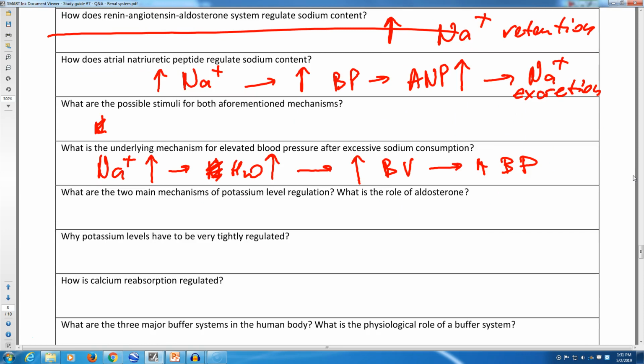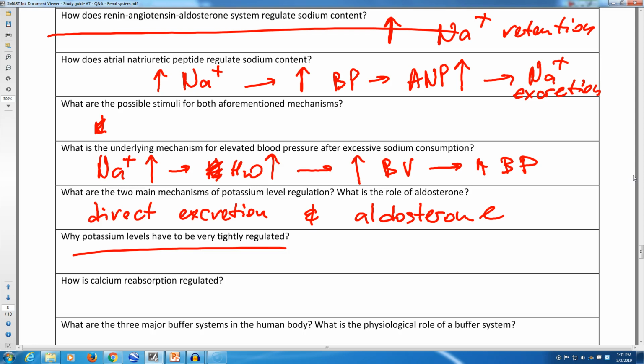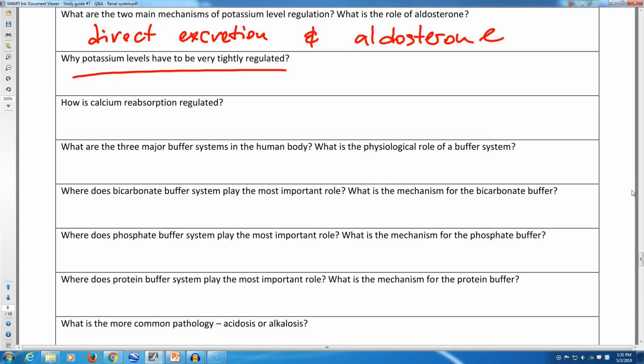Potassium level regulation is via direct excretion and aldosterone-mediated secretion. Potassium levels have to be tightly regulated because it may have detrimental effects on the cardiovascular system. Calcium reabsorption is regulated by parathyroid hormone.